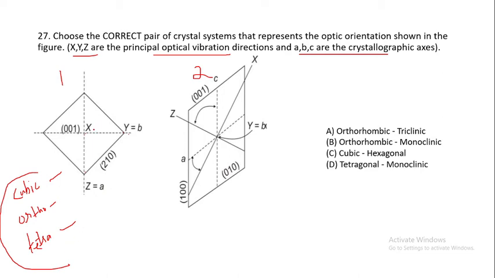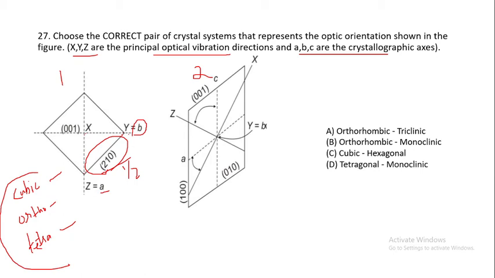Now look at this side. This is 210. Here you can see the A axis intercepts at the half value of the B axis. That is, it means the half intercept: the A axis intercepts at half of the B value.